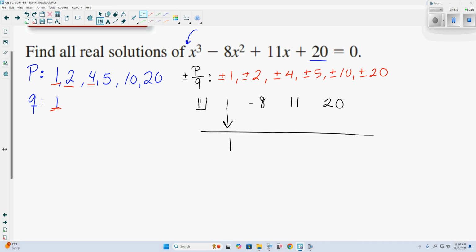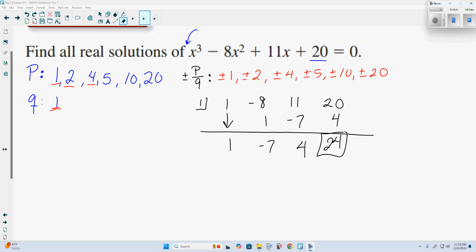And we'd say, bring down the 1. 1 times 1 is 1. Negative 8 plus 1 is negative 7. 1 times negative 7 is negative 7, and 11 plus negative 7 is 4. 1 times 4 is 4, and 20 plus 4 is 24. So we get a remainder of 24, yes?